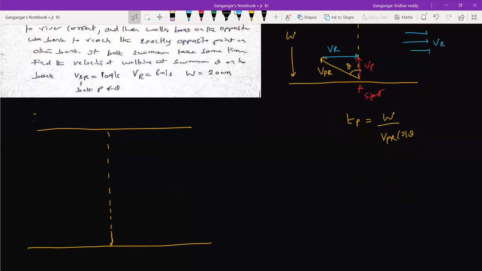He will swim normal to the river current. The river current will push him so that he will have a drift, and he will reach the other bank here. This is the start point. But what happened? He should end somewhere here, but he has reached here.